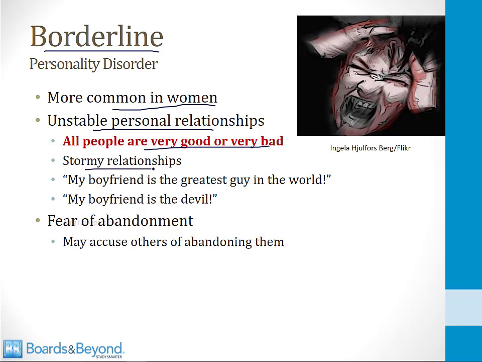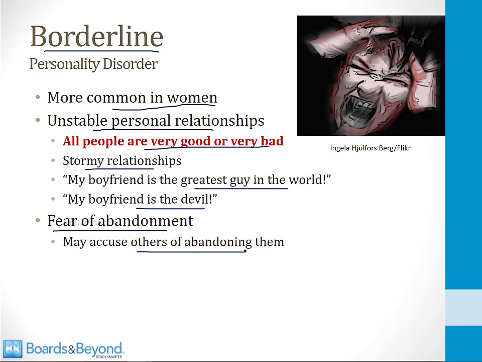They have stormy relationships. They're often breaking up and getting back together with boyfriends. They may say, my boyfriend is the greatest guy in the world, and then next time you see him, they say, my boyfriend is the devil. They have an intense fear of abandonment. This drives a lot of their behaviors, and they sometimes accuse others of abandoning them. And this is part of why their relationships can be so hot and cold.